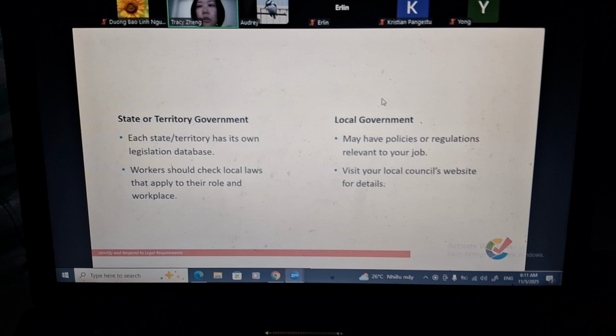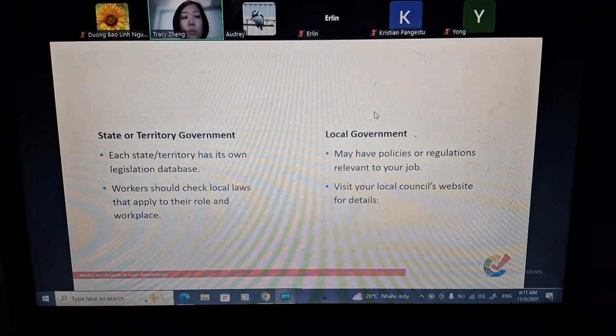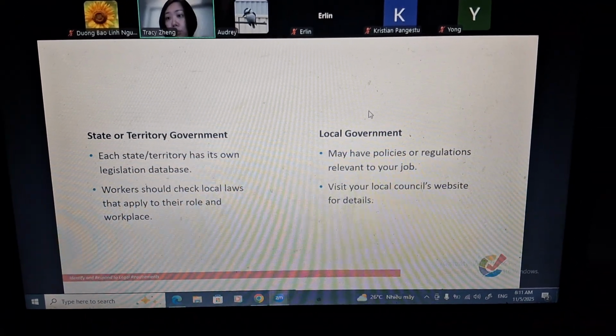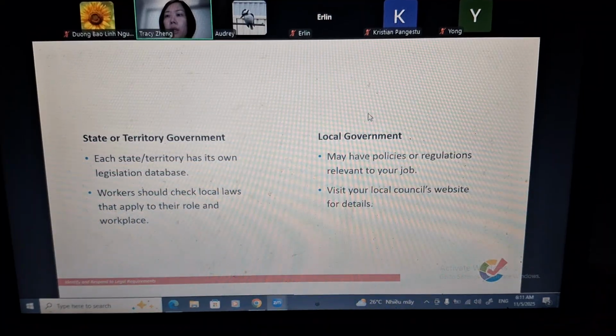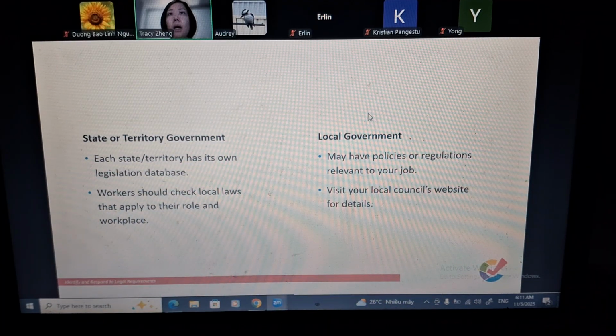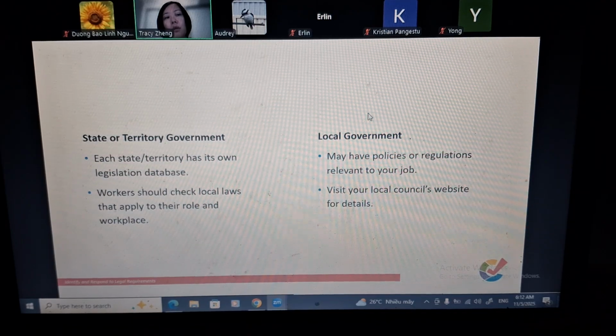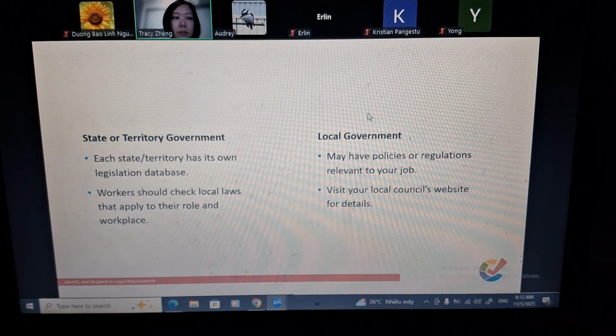All right, so you need to check firstly your role, and also what legislation or laws apply to your role, right? For example, working as a registered nurse in New South Wales, the requirements will be a bit different compared to working in Victoria, Queensland or the Northern Territory, right? So you need to make sure you check what laws apply to a specific role in your state, yeah? And we do have different policies and regulations in our local governments as well.